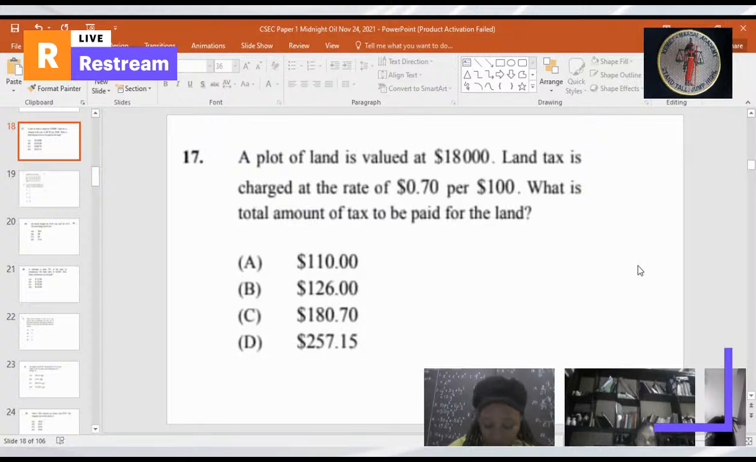So, 70 cents per $100. That's 7%, right? Yes, Miss. Okay, so what would be the tax? That's what I'm doing now. Miss, the tax I got is B, $126. Okay.